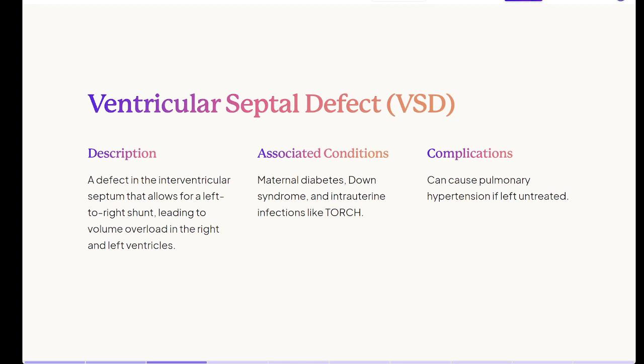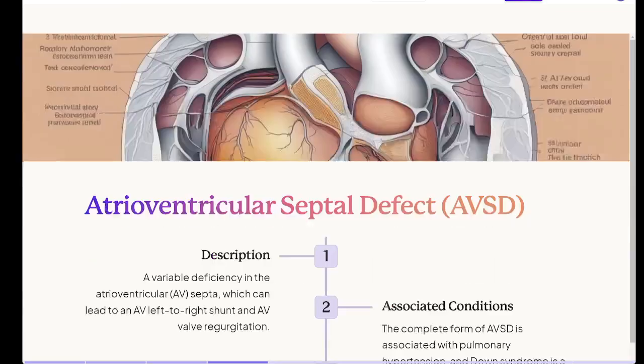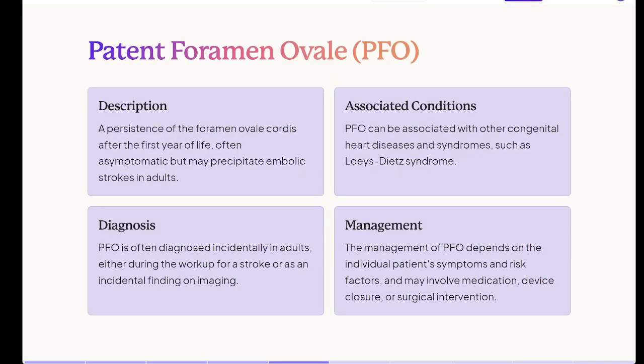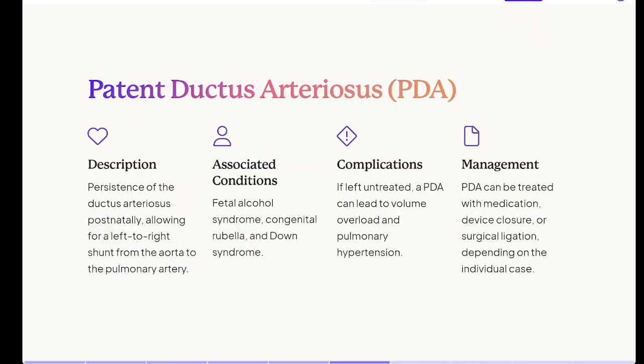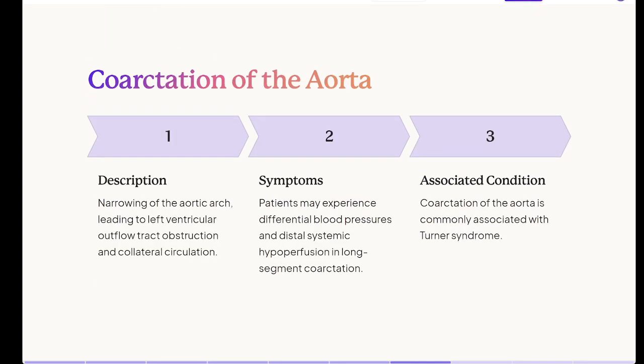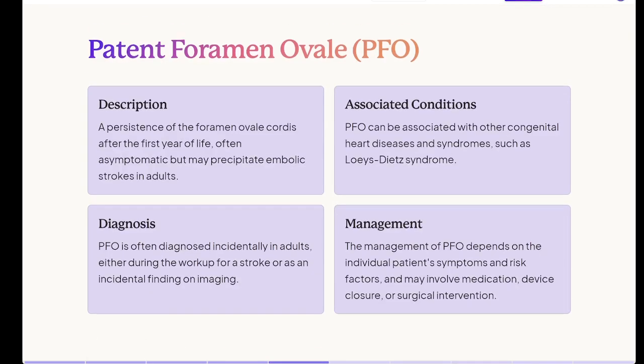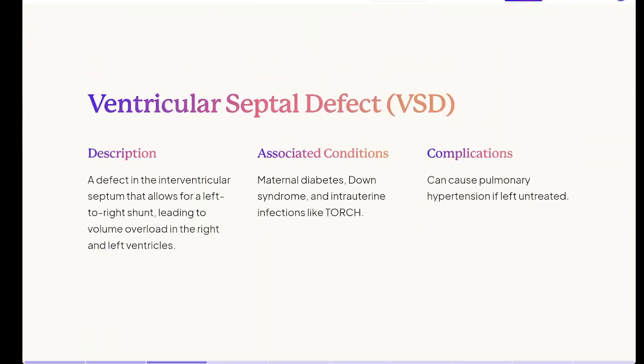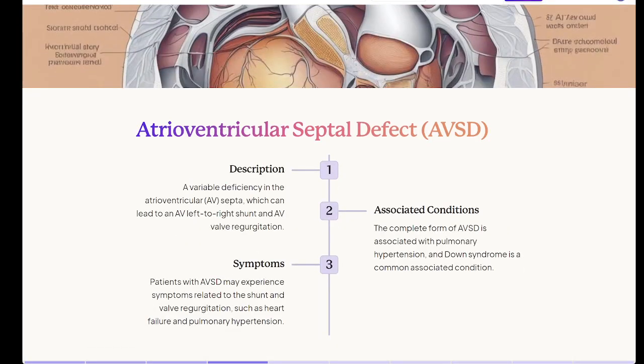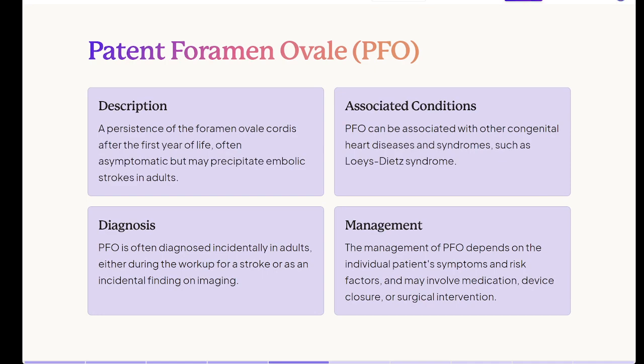Coarctation of the aorta: narrowing of the aortic arch, causing LV outflow tract obstruction, collateral circulation, differential blood pressures, and distal systemic hypoperfusion in long segment coarctation. Turner syndrome. Pulmonary valve stenosis: narrowing at the pulmonary valve leading to RV outflow tract obstruction and RV hypertrophy. Congenital rubella. This table encapsulates key information about various acyanotic congenital heart defects, their characteristics and associated conditions or risk factors, serving as a concise reference.